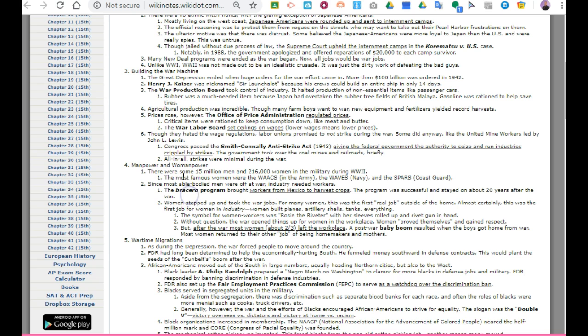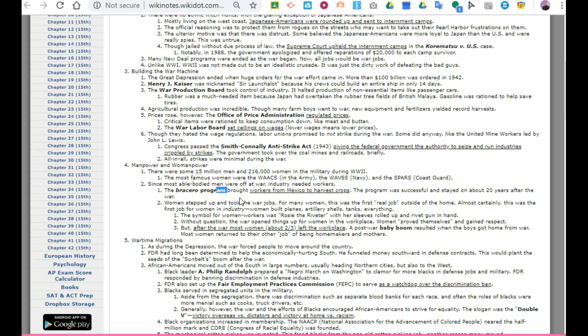If we were to go down and look more, I think something like this stands out. Manpower and women power. So, we see that there are some 15 million men and 216,000 women in the military during World War II. Not a lot of us probably knew that women served in a military capacity. Almost 250,000 women served in a military capacity in World War II. Don't know that. So that would be something I would put in there. Even the Bracero program, which brought workers from Mexico to harvest crops. That's important because in context right now we have links to today, and that helps us. We can see that more.